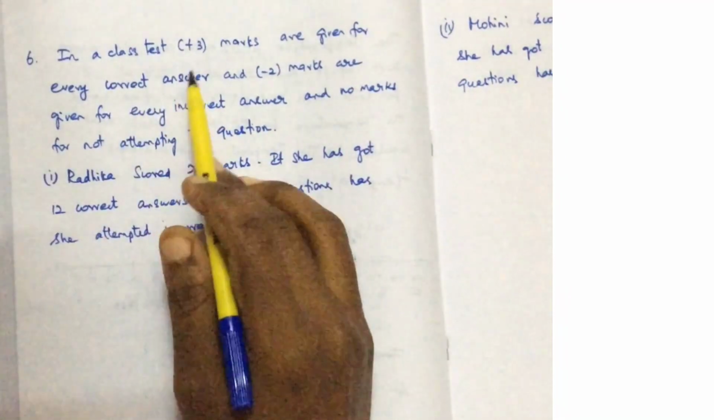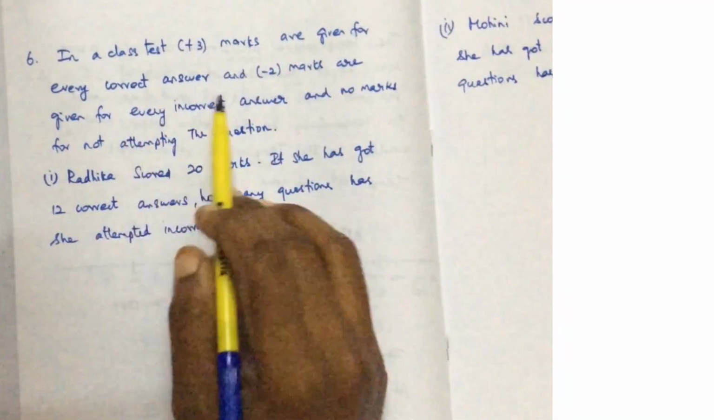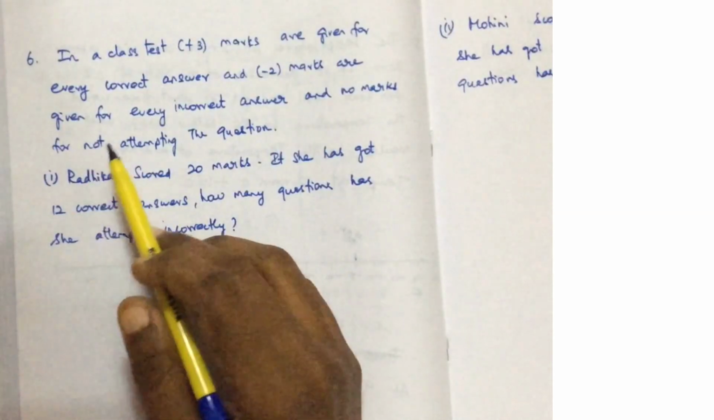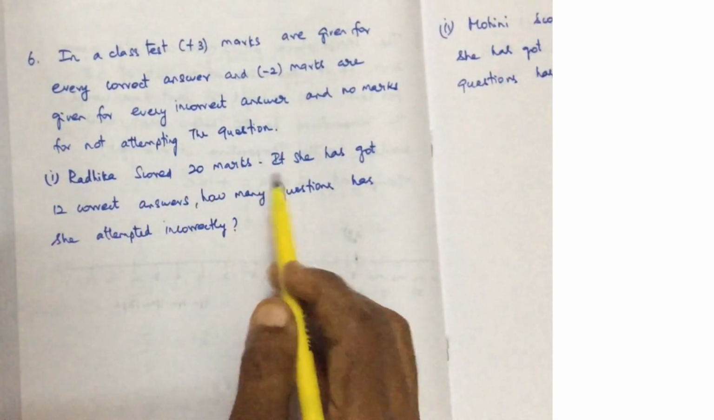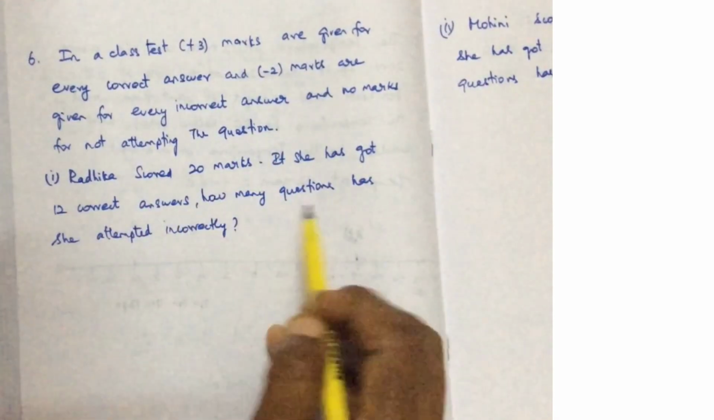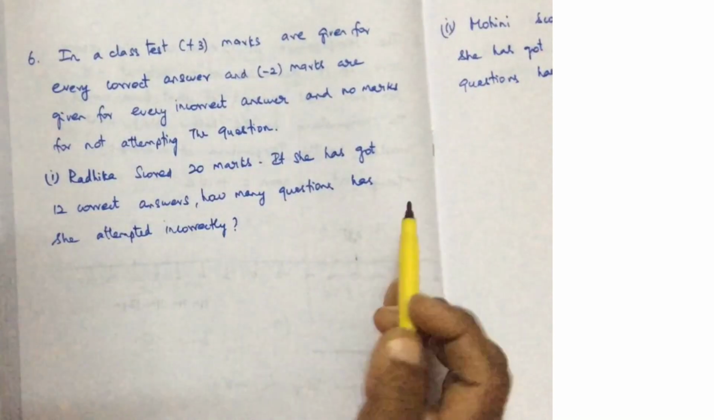In a class test, plus 3 marks are given for every correct answer and minus 2 marks for every incorrect answer, and no marks for not attempting the question. So Radhika scored 20 marks. If she got 12 correct answers, how many questions did she attempt incorrectly?